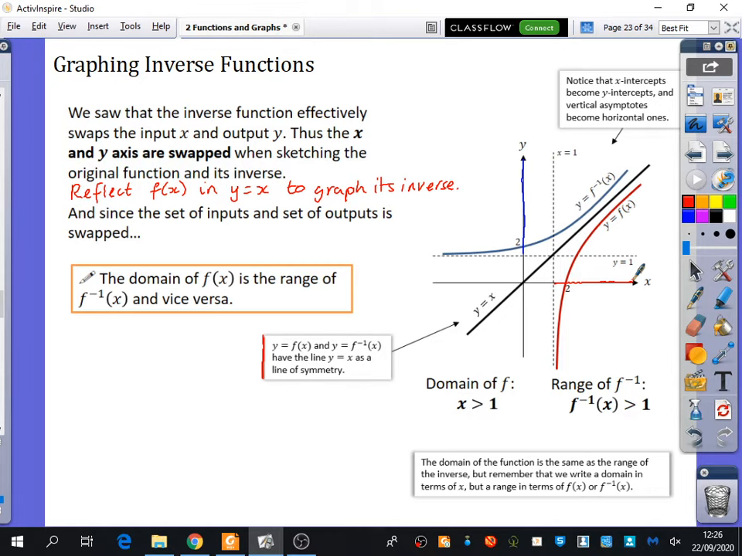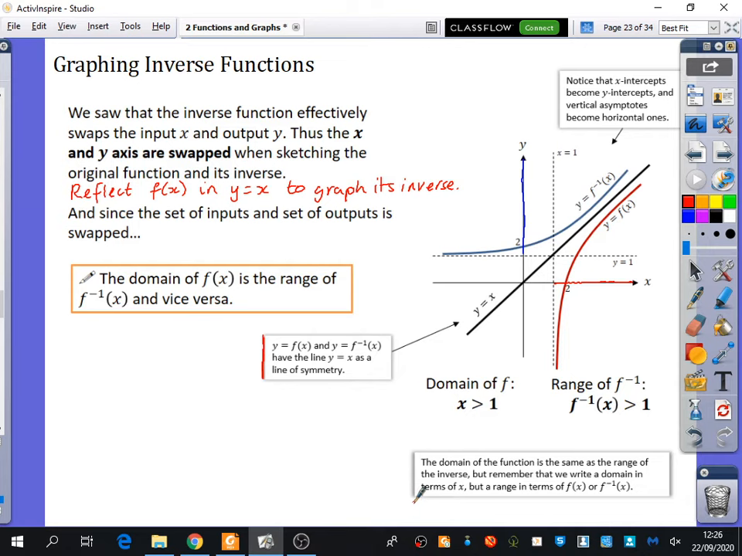It might be easier to find the range of the normal function in order to find the domain of the inverse function. So if a question's asking you to find one of those combos, it might be easier to find the flipped version of that, okay? And that's what I've written just down here. Same thing, that domain of the function is the same as the range of the inverse.